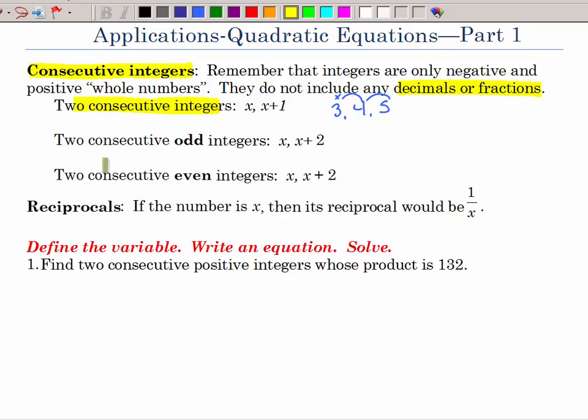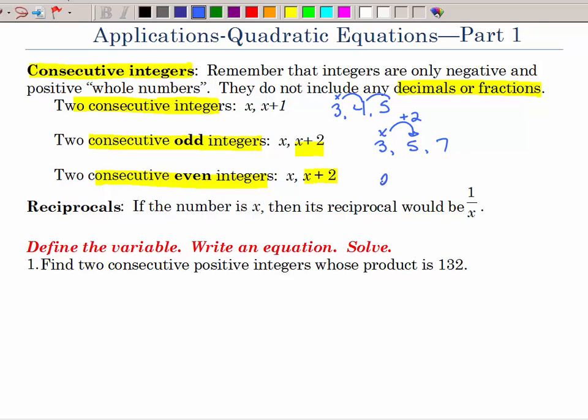Then we have consecutive odd integers. And a lot of students have trouble with this because they don't want to add that x plus 2. Well, let's just see why that works. If we have 3, 5, 7, which are definitely odd integers, and this one is x, can you see how you need to add 2 to get to 5? That also works with our even integers. You set them up the same way.